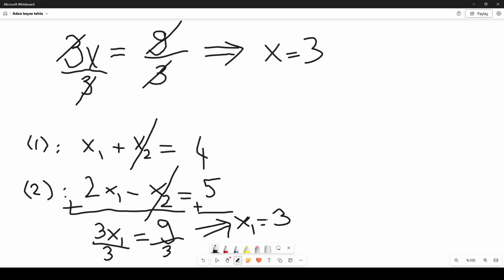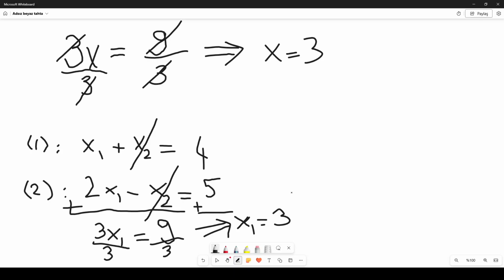And the quotient is 3. So we find one of the unknown variables. Then how can we find the value of x2? After finding one of the unknown variables, we have only two unknown variables. And if we know one of them, in other words, if we know the value of one of them, then it is simple to find the other one.